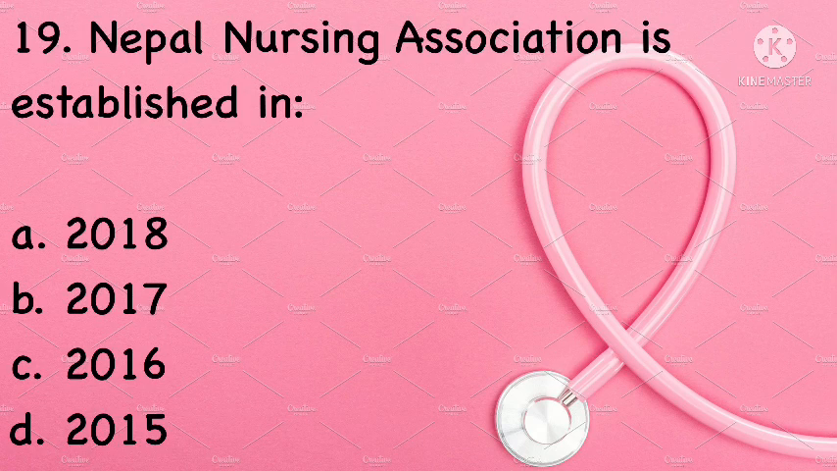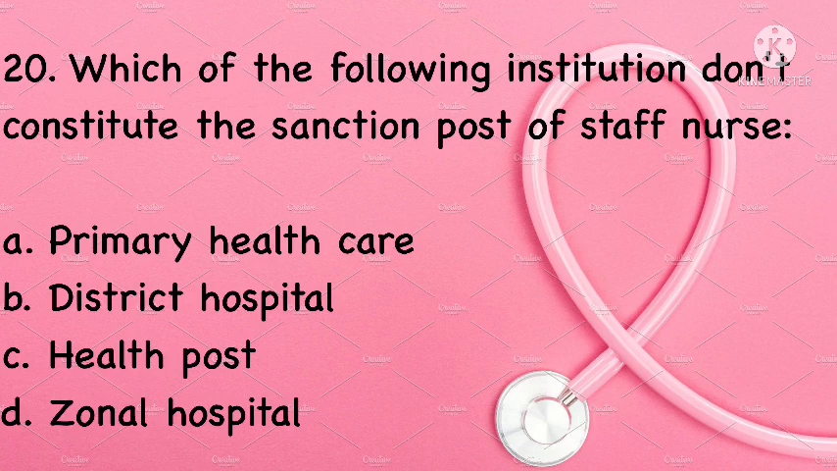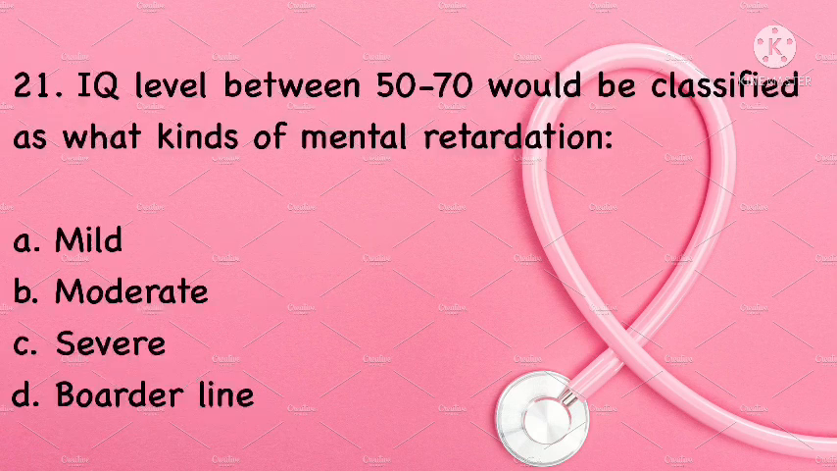Nepal Nursing Association is established in 2018, 2017, 2016, 2015. Correct answer is A. 2018. Which of the following institutions don't constitute the sanction post of staff nurse? Primary healthcare, district hospital, health post, zonal hospital. Correct answer is C. Health post.